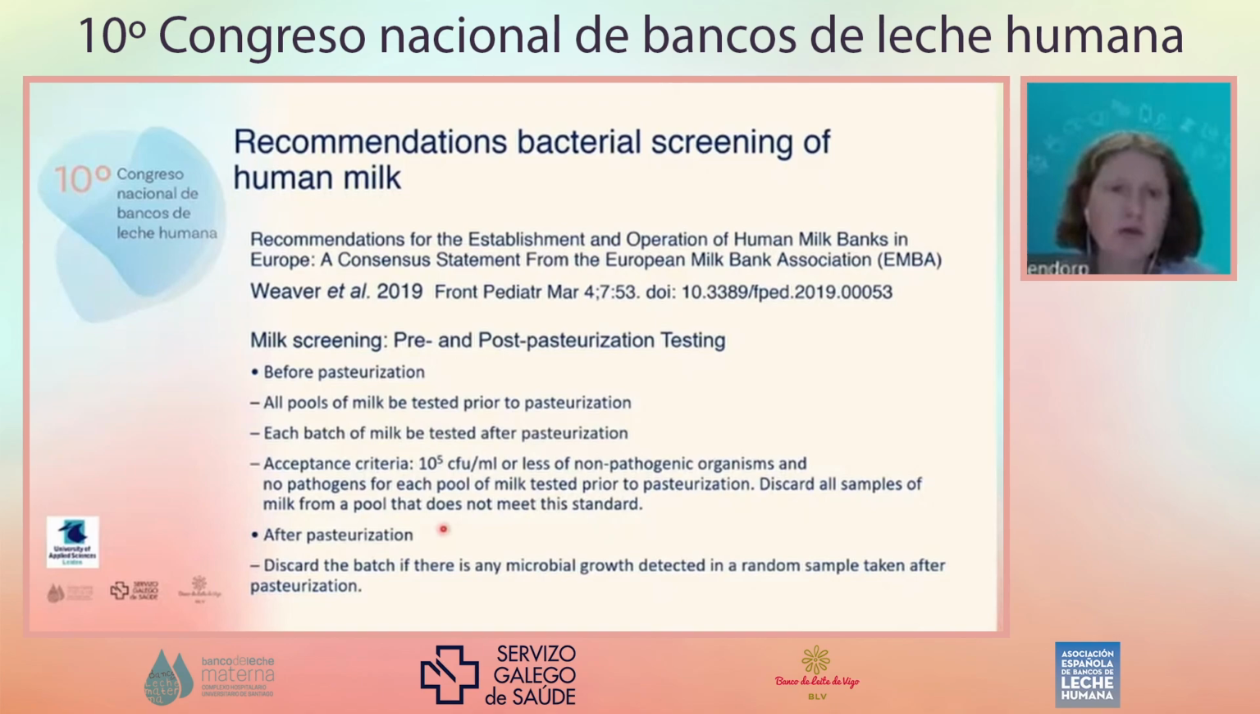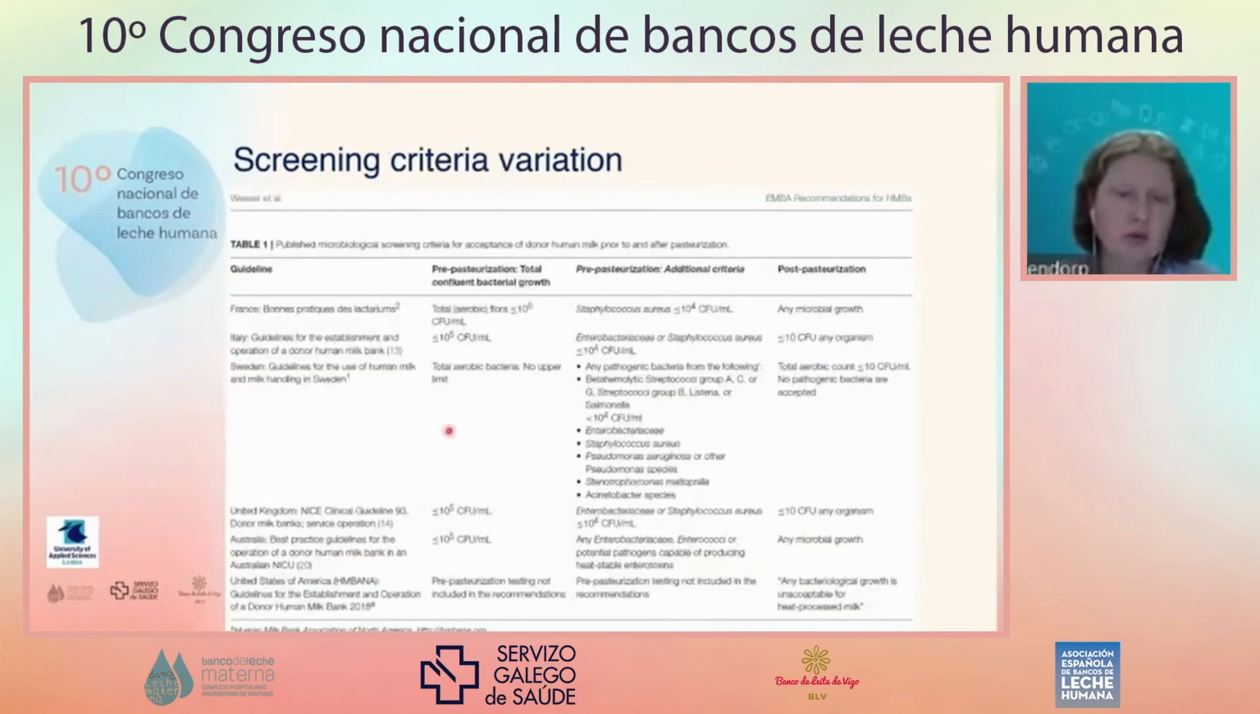But in this paper, it's also shown in this graph that there are differences of different practices. And the EMBA says it's okay because we don't really know what is a good limit or not. So you can see that even some milk banks, so in Sweden, they say for just normal skin flora, it doesn't matter how many bacteria are in there, but they do have criteria for how many pathogens there could be in there.